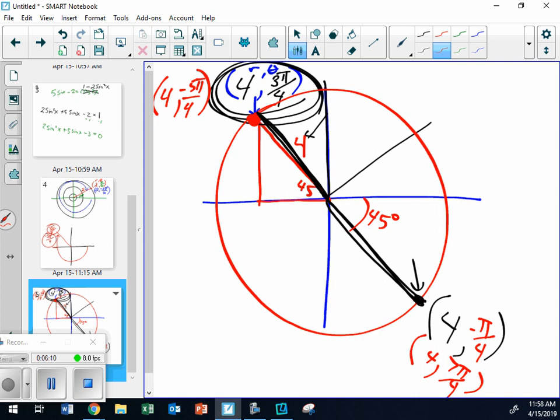Now, think of this as a reflection. Do you remember when we were doing y equals x squared and we slap a negative on it? Remember what it does? It reflects it, right? So what if we wanted to take this point and reflect it over here?